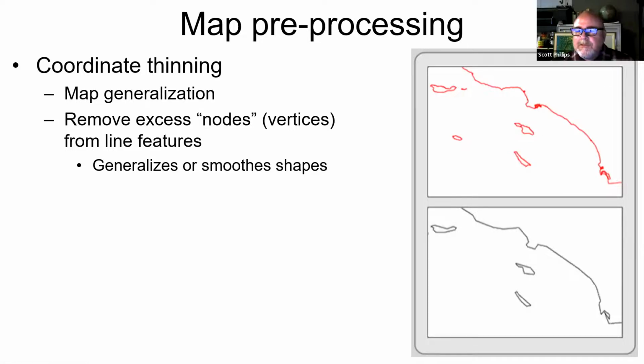Coordinate thinning or map generalization is another option. If you have very densely spaced features, or so lines are a series of points. Just to back up, lines are a series of connected points, and those points are called nodes or vertices. Sometimes data can be very densely digitized with a lot of vertices, and perhaps you want to simplify that into a more generalized feature. What you can do is thin out some of the nodes or vertices and simplify the line and make a smoother shape out of it. So this tends to smooth it out. Now you have this very dense coastline turned into a much more generalized coastline.